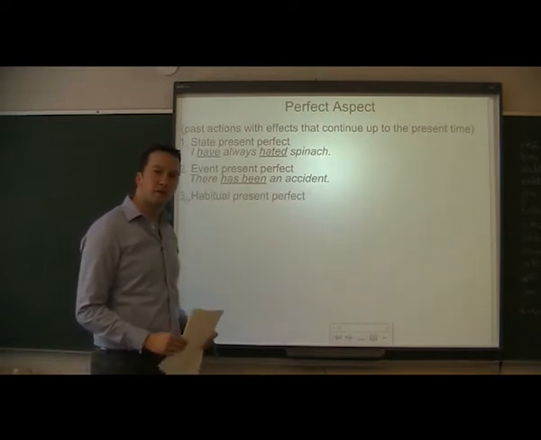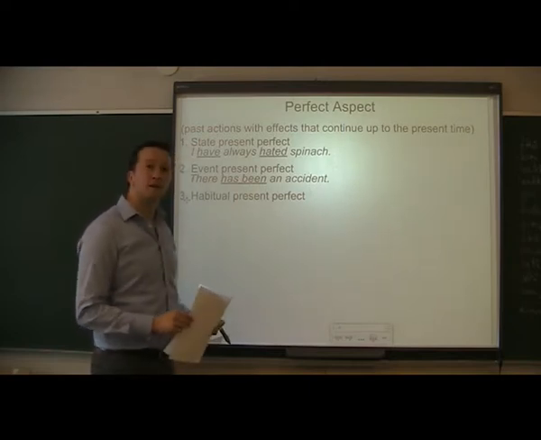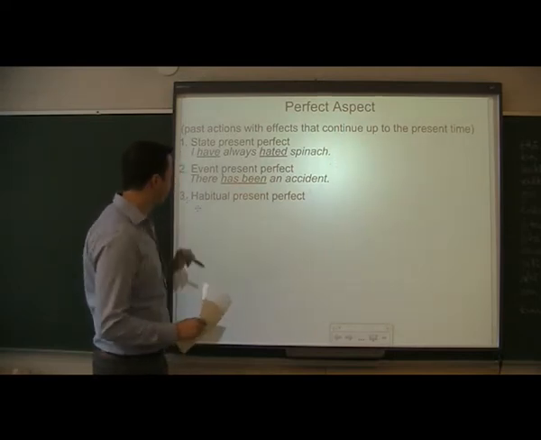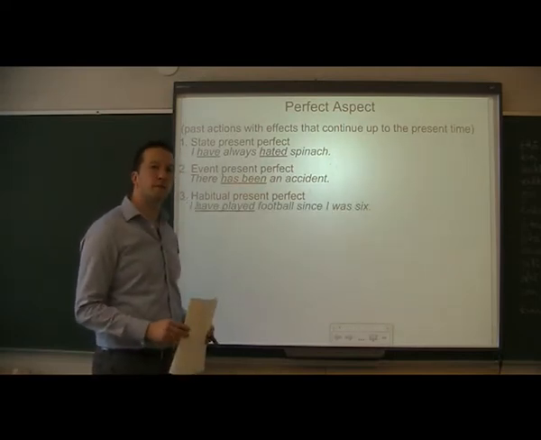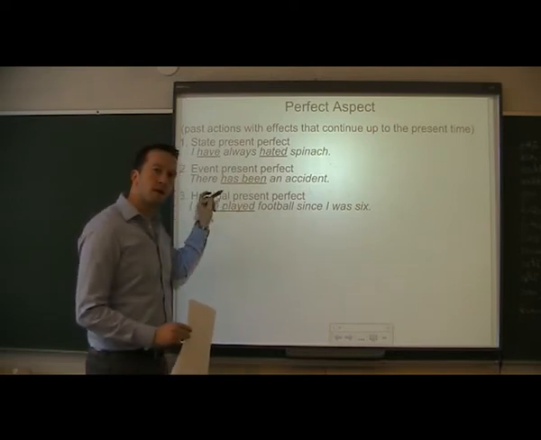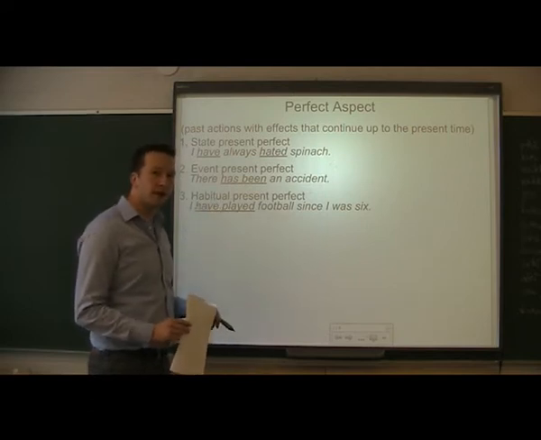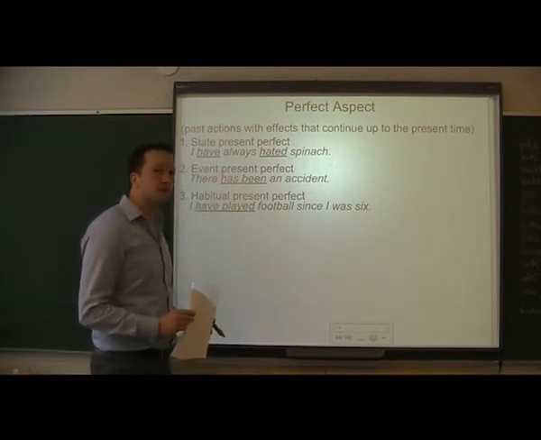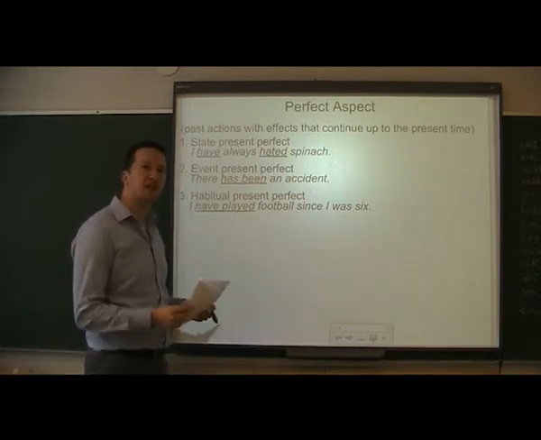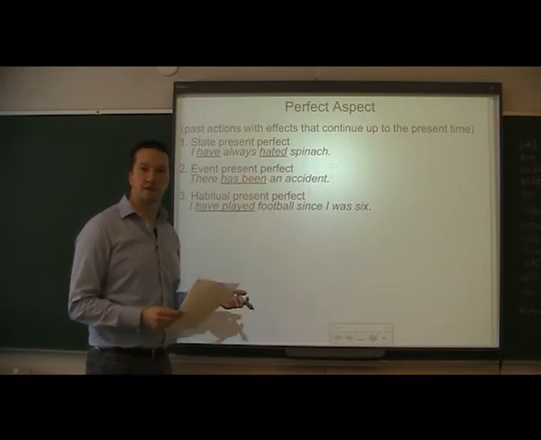Habitual present perfect refers to things that have happened or occurred frequently, repeatedly, as in, I've played football since I was 6. It's an action that occurred frequently and I still play football. Therefore, I can use the perfect aspect here. This is quite often used with dynamic verbs, verbs that describe movement, for example.